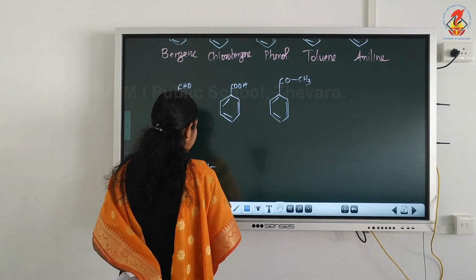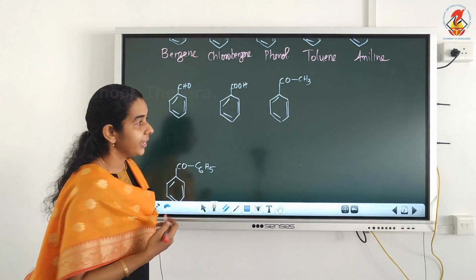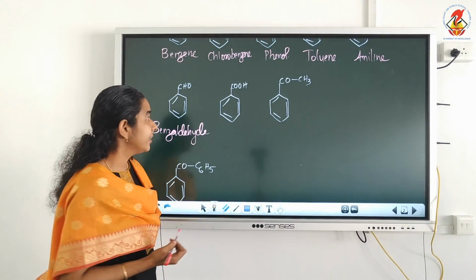Now the next one is CHO group attached to benzene ring. Here the compound name is benzaldehyde. CHO group attached to benzene ring, common name is benzaldehyde.